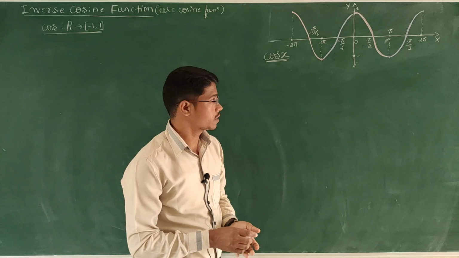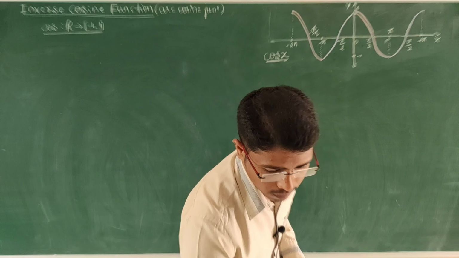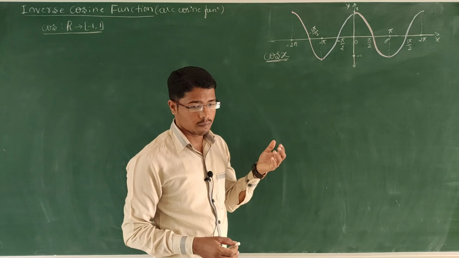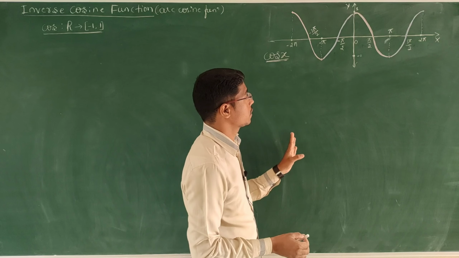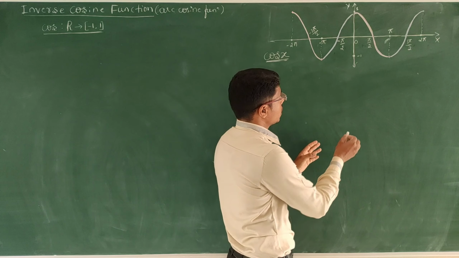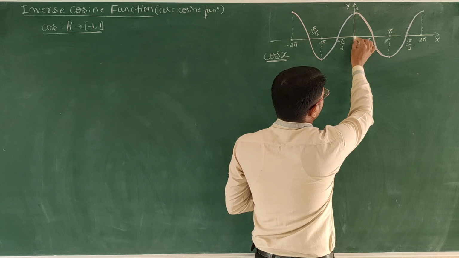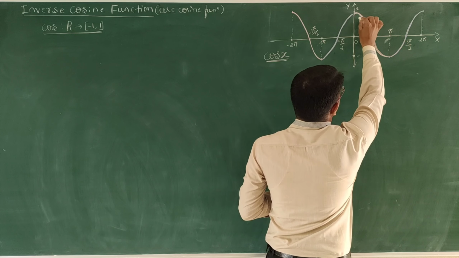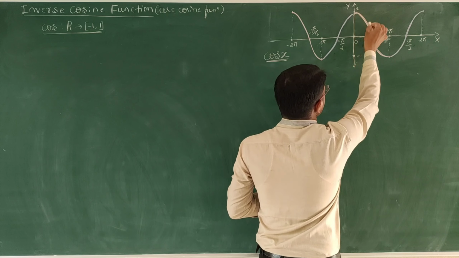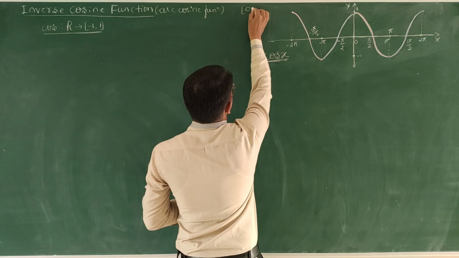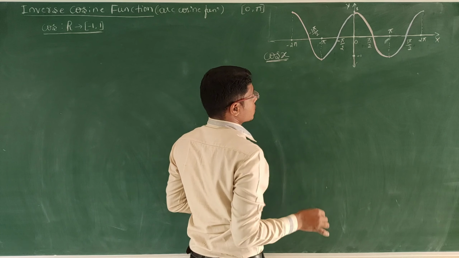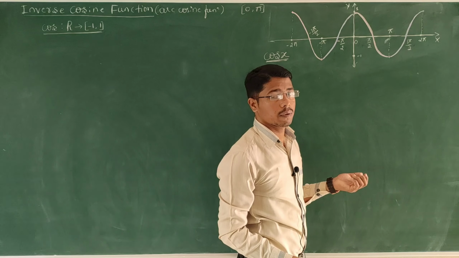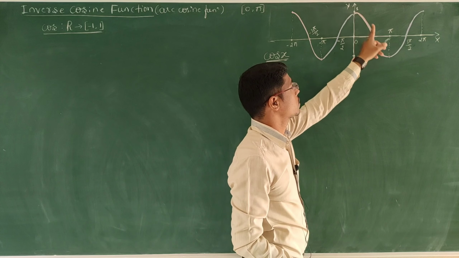So, if we restrict the domain of the cosine function to 0 comma pi, from here to here, the function will become one-one and onto, that is bijective, and then it will become invertible in the region 0 comma pi.